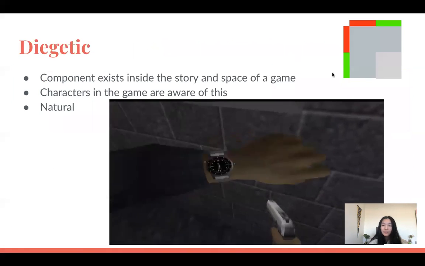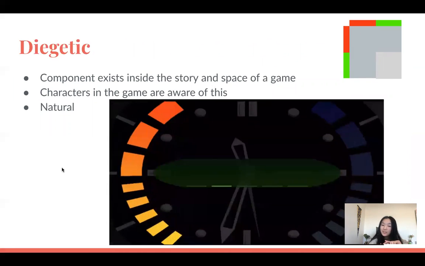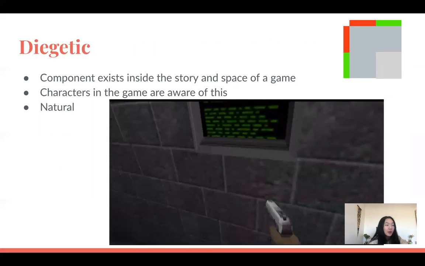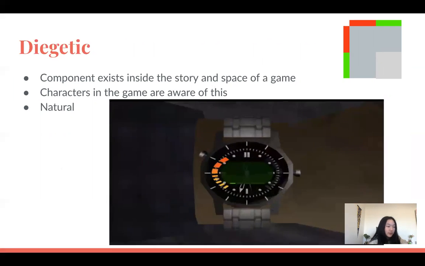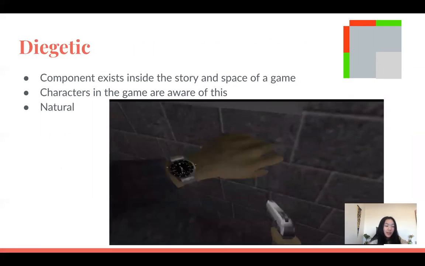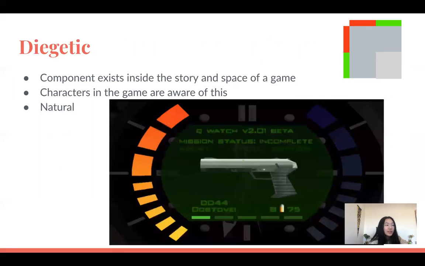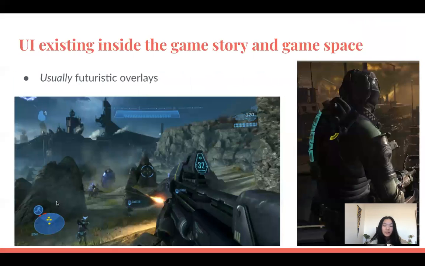Next we have the bottom right quadrant, which is diegetic, which means that it's existing in the story and existing in the space of the game. So characters in the game are aware of these types of components. An example is in this GIF for GoldenEye 007. Part of the game is interacting with your watch to look at a menu and weapon, as shown in this GIF. So this is UI existing inside of the game story and the game space.